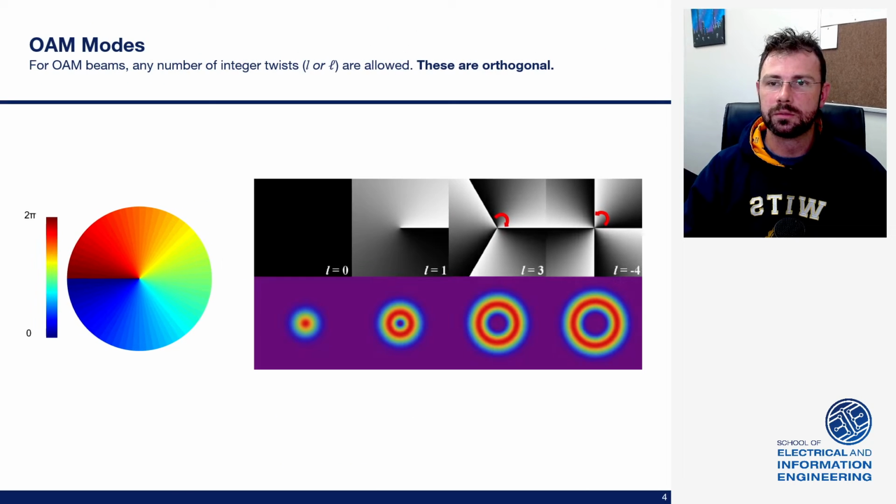OAM modes are cool because they're all orthogonal to each other. So we can define them using the topological charge or azimuthal index L, and L equals 0 would just be a Gaussian mode. But then as we add more and more twists, not only does the beam get bigger, but it also gets a different spatial phase. And they are orthogonal, which means we can add them together with the same wavelength and the same polarization, and we could then split them apart again at some later point if we wanted to.